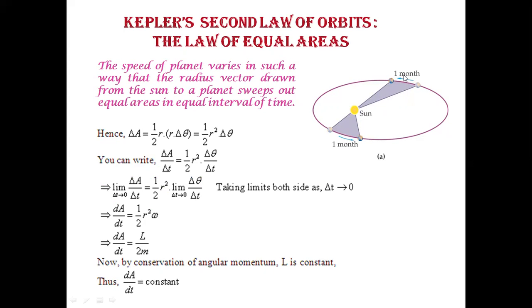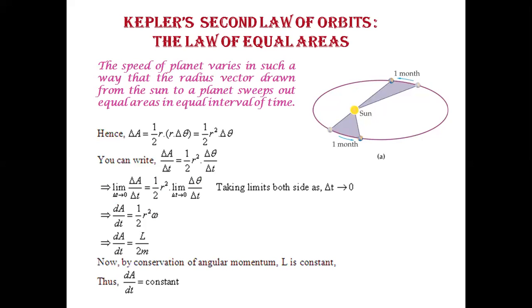Both are the same. How is it proved? Delta A means the smallest division of area, which is half r into r delta theta. So delta A is half r square delta theta.